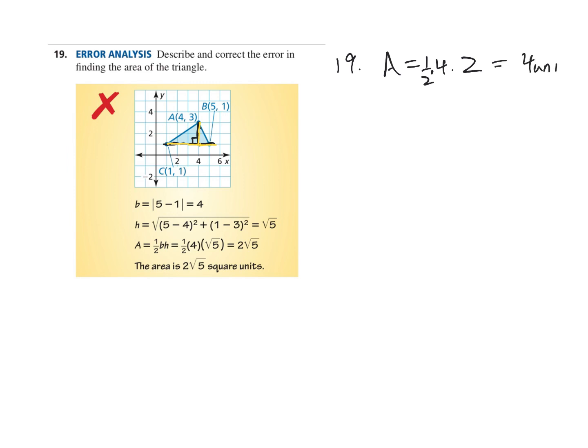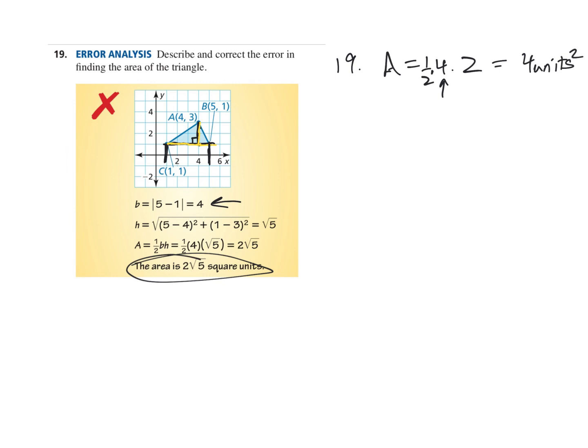So that's the actual area for this. They came up with 2 square root of 5. So what did they do wrong? So notice we did the problem first. Let's take a look here. So they have the base, and they took 5 minus 1. So this is the 5 minus the 1 there to get the length of the base, which is 4. So that part was correct. We had the exact same thing for the base.